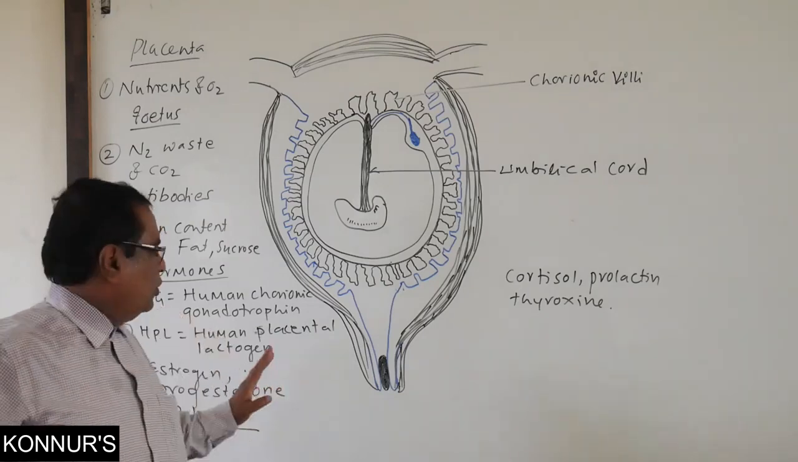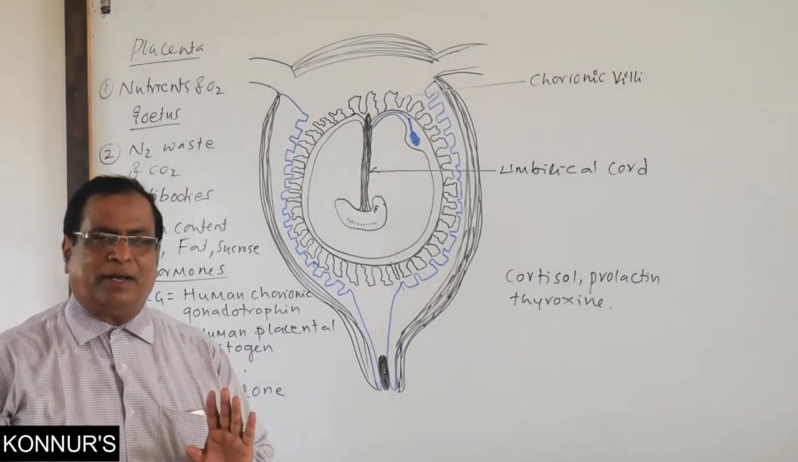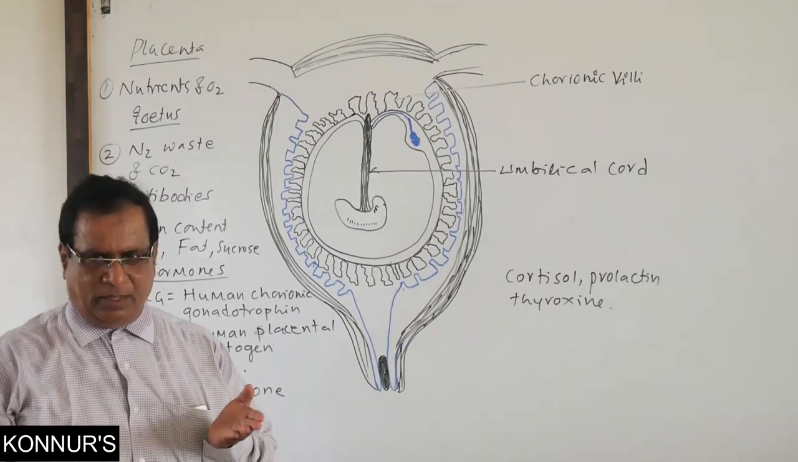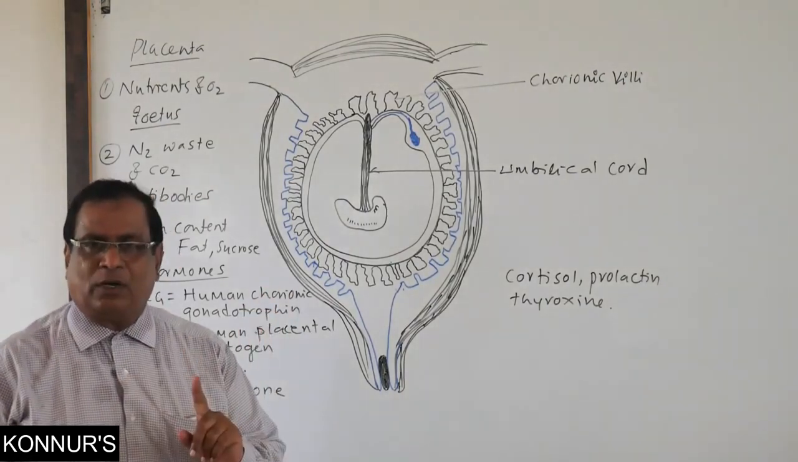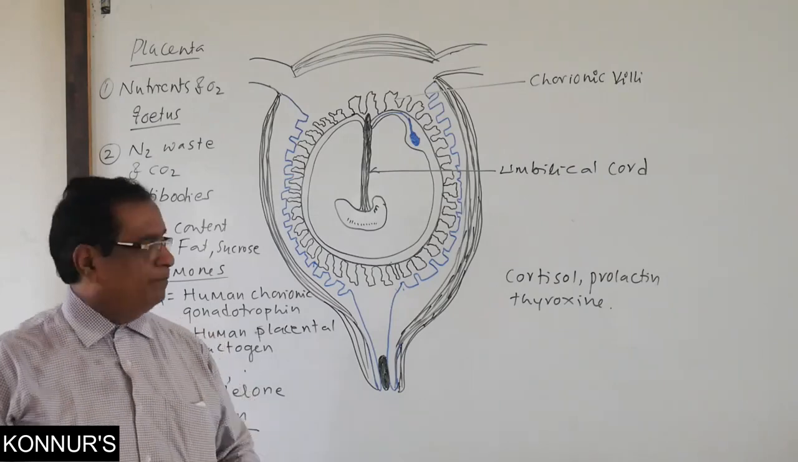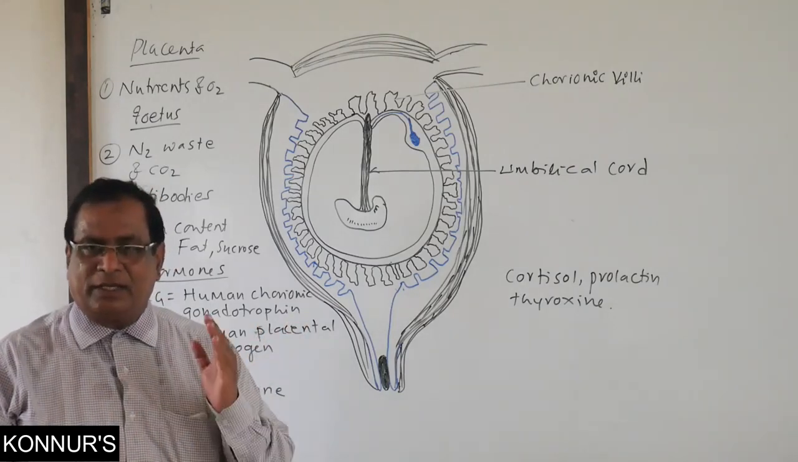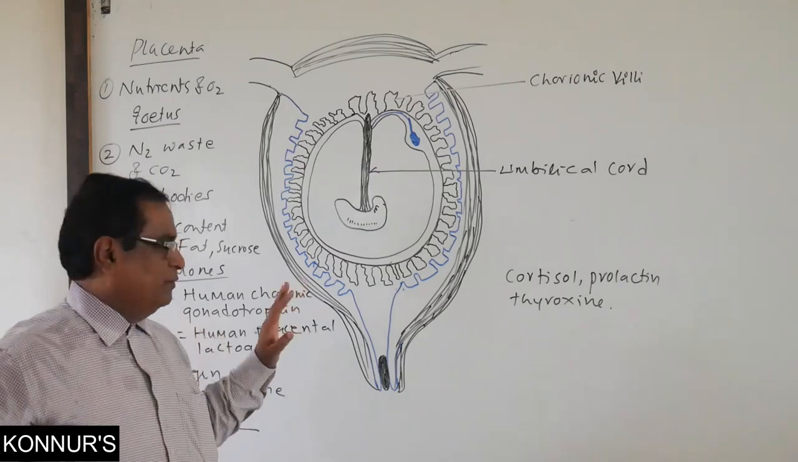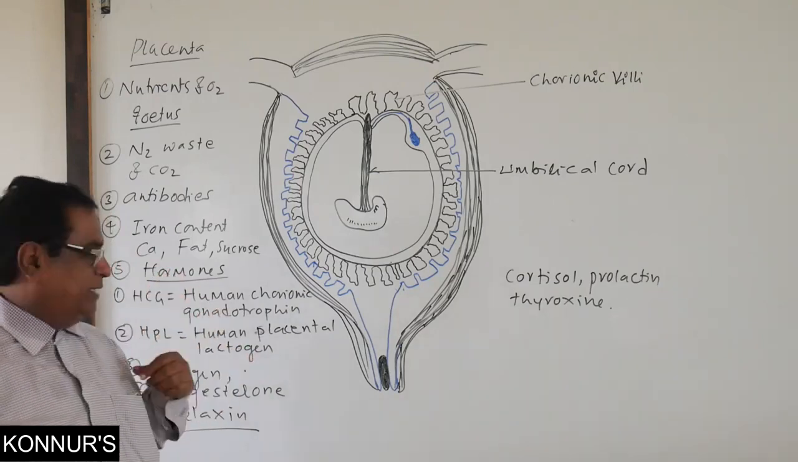That's why all these hormonal concentrations in the blood must be high, and that helps for fetal growth and for maintenance of pregnancy. It even increases metabolic activities in mother's body. That is the role played by placenta as well.